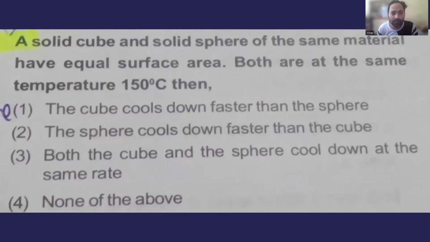So a solid cube and a solid sphere of same material have equal surface area. I will read out the question so that even if you cannot see because of this video thing. Ah, you can see. Okay, fine. A solid cube and a solid sphere of same material have equal surface area. Both are at the same temperature, 150 degrees Celsius. Then one of these options you have to choose.